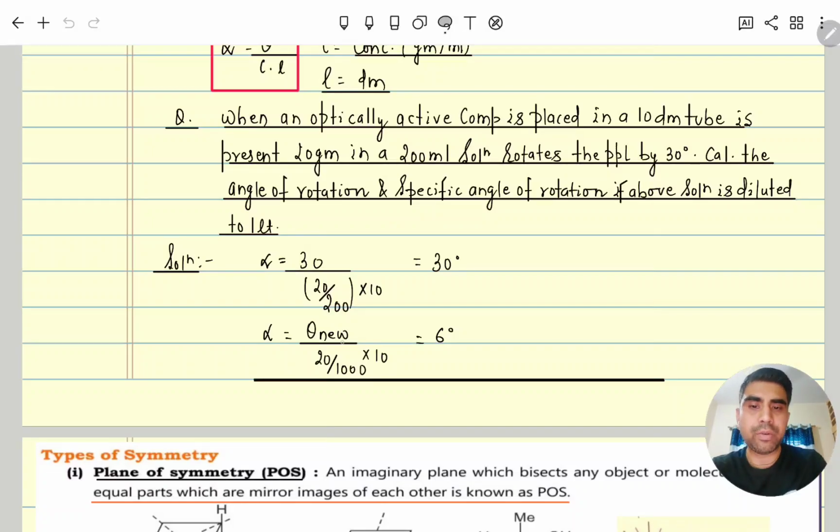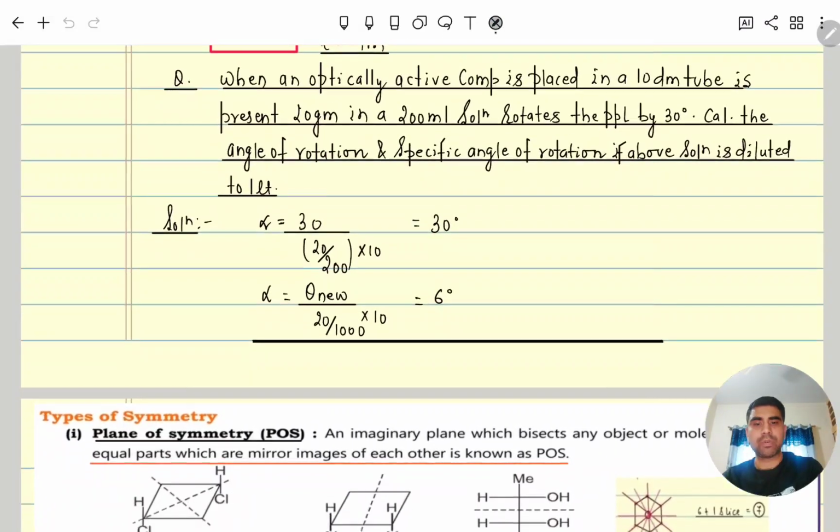So alpha is coming 30. Now if the solution is diluted further, then the observed alpha will change, but not the specific rotation, because it is per 1 gram per ml in 1 decimeter. So now alpha is 30, so theta new, since 20 gram of organic solution is diluted to 1 liter and the length of the tube is 10, the observed angle is 6 degree. Means on dilution the deflection of plane polarized light will be less.